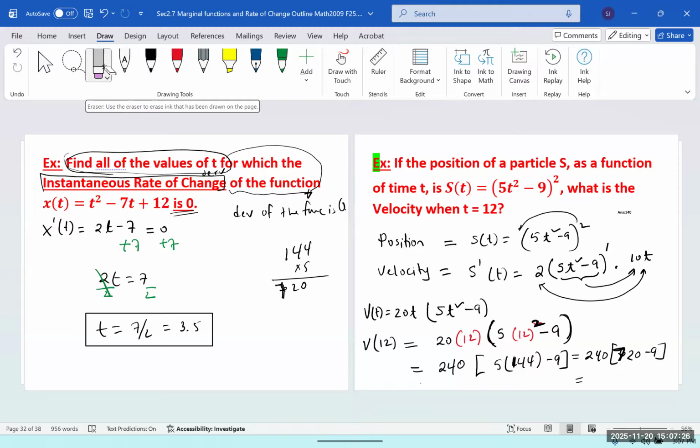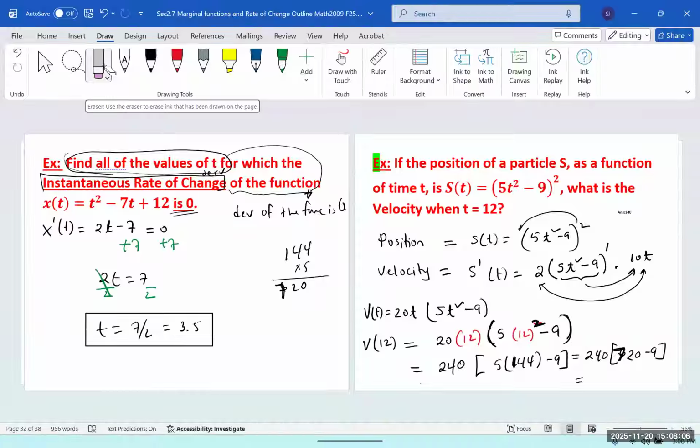Did we do something wrong? Here the answer says 140, but there is no way the answer is 140. It's wrong. So did you do something wrong? If the position of a particle is this, what's the velocity? So velocity is the derivative of the position. So 2 comes down, 2 minus 1, the inside stays the same, multiply by 10t. So we get 20t and this. t is 12 means we have 240 times that. Yeah, there is no way the answer is 140.